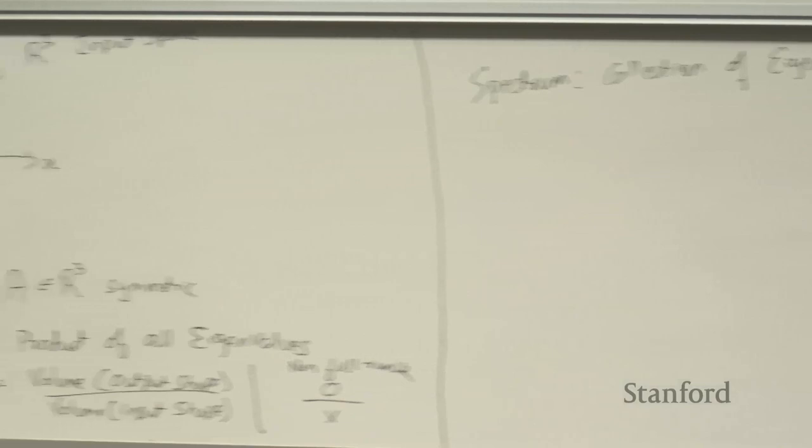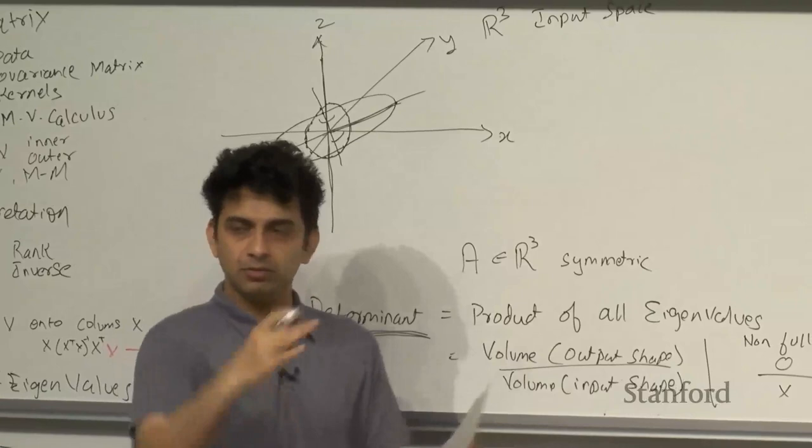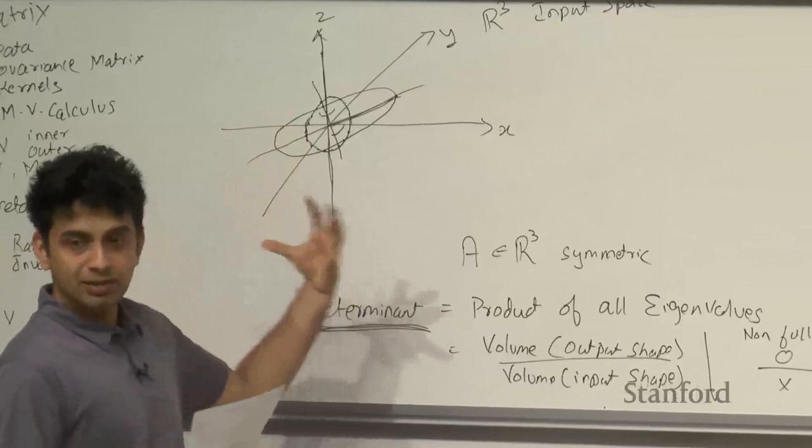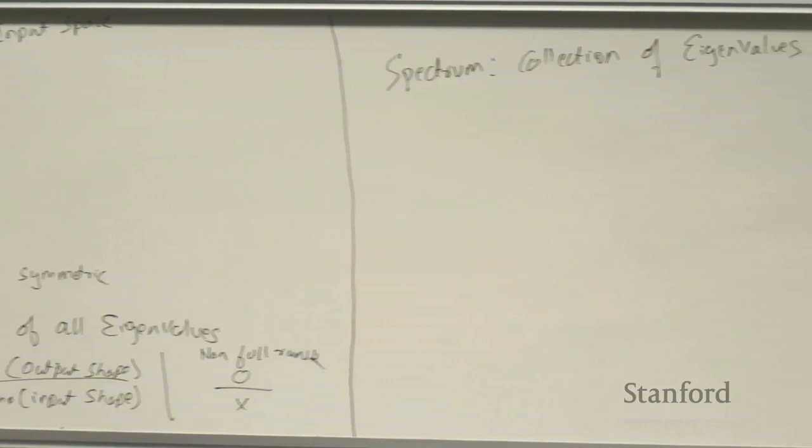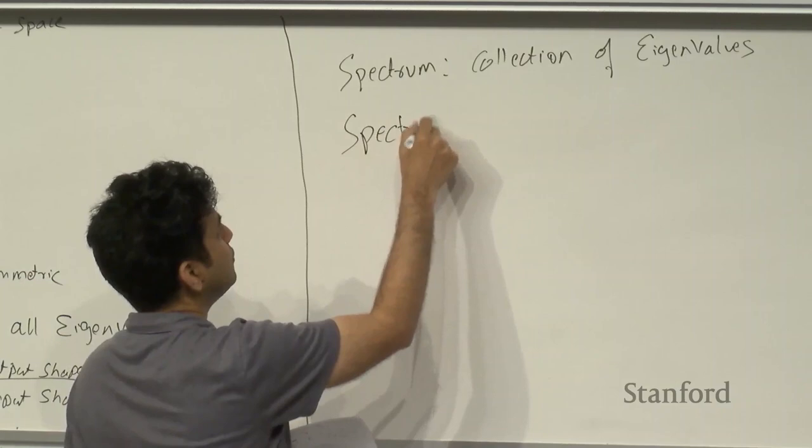The orientation may be different, but you can adjust that by doing a change of basis, to orient things differently. But essentially, the core of what a matrix does is captured by the spectrum, the collection of eigenvalues. And there is a theorem called the spectral theorem, which we are not going to prove.